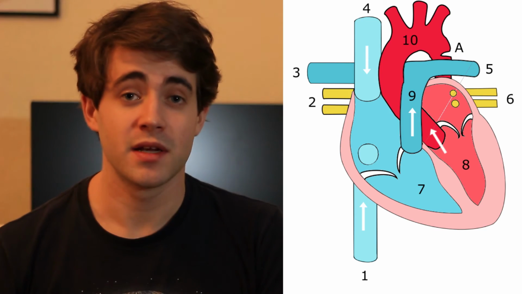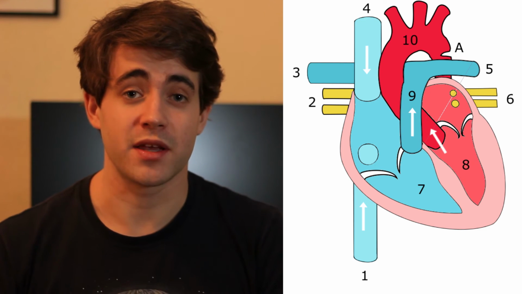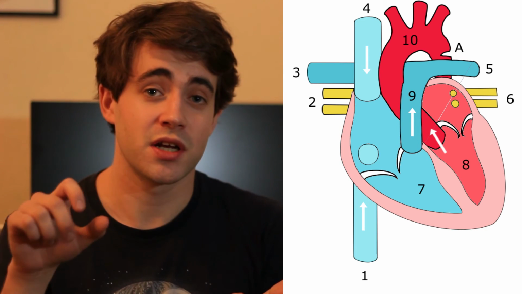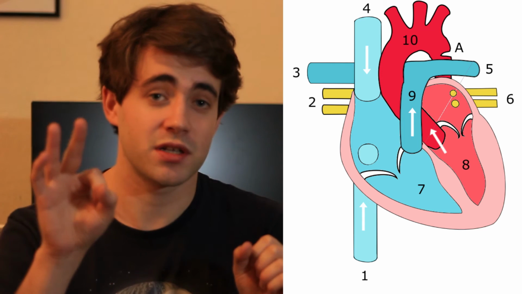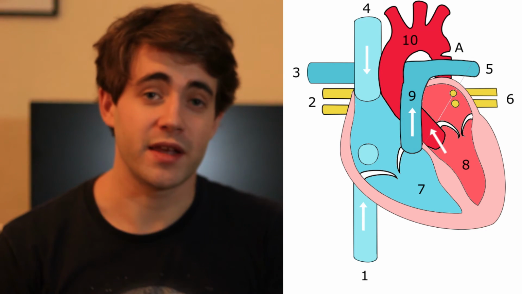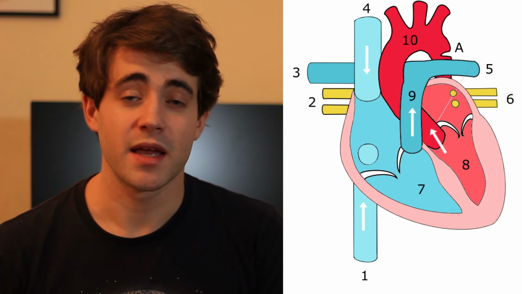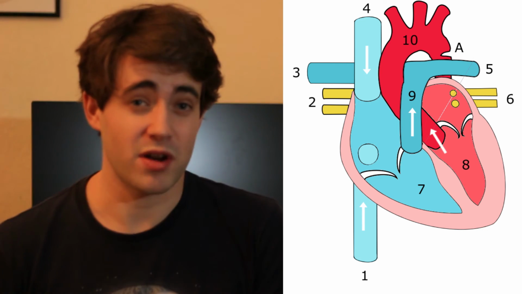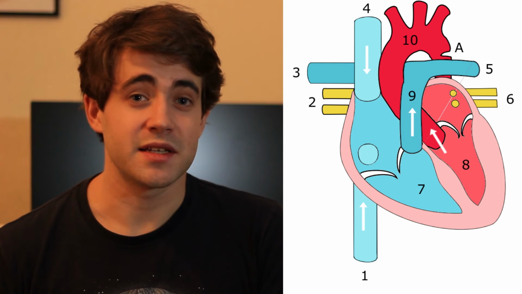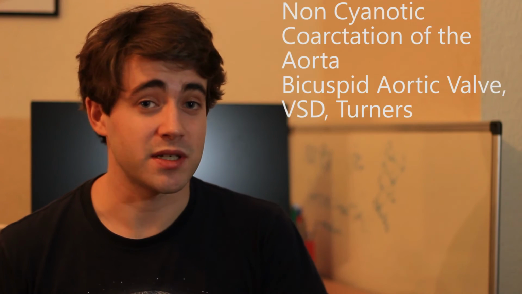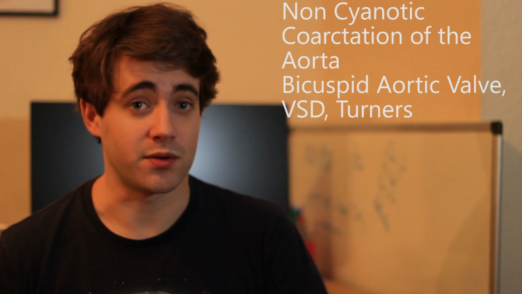So the last one of the non-cyanotic conditions that I want to talk about is coarctation of the aorta. This is essentially where you have, at the end of the aortic arch, a small constriction of the aorta, and so obviously you can imagine that might result in problems. It's incredibly rare. It's associated with a bicuspid aortic valve, VSD, and also Turner's.